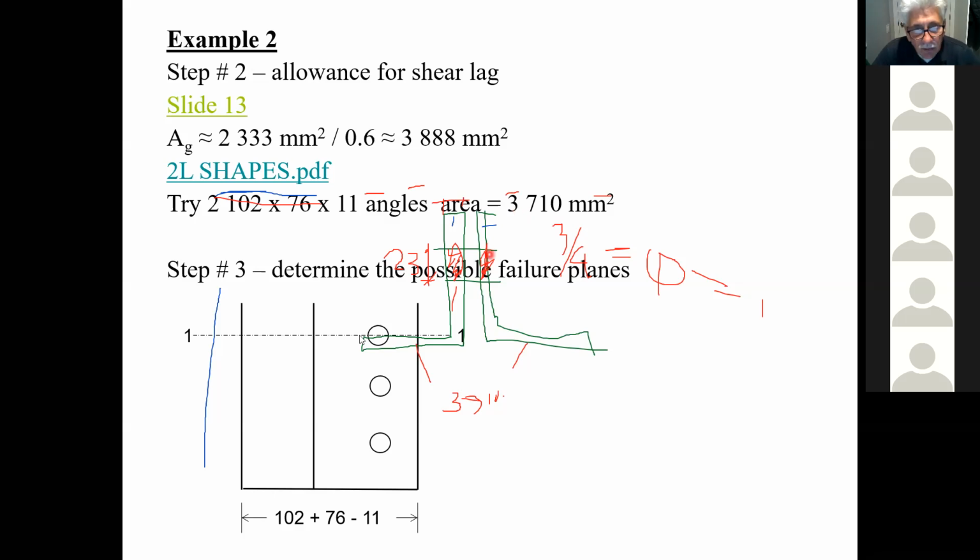Yeah, exactly. In other words, if there were no bolt holes, you can appreciate that the two angles would give me a total cross-sectional area of 3,710 square millimeters. Is that okay so far?